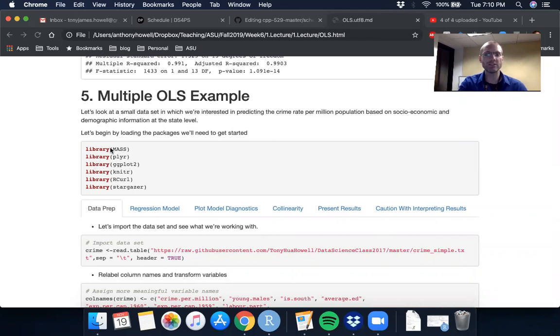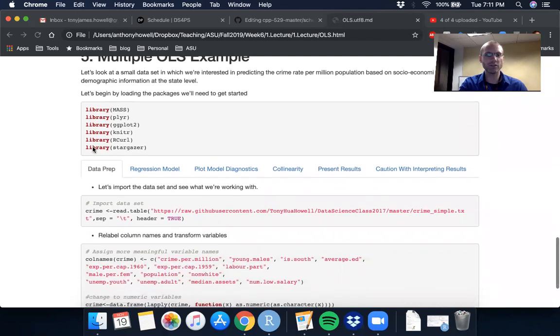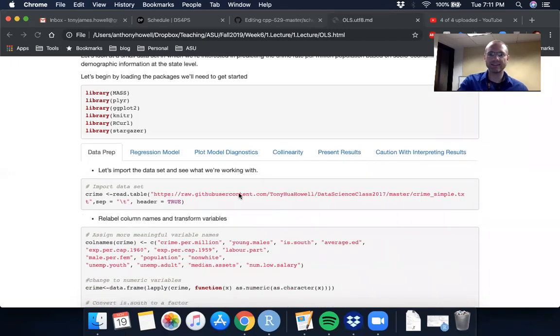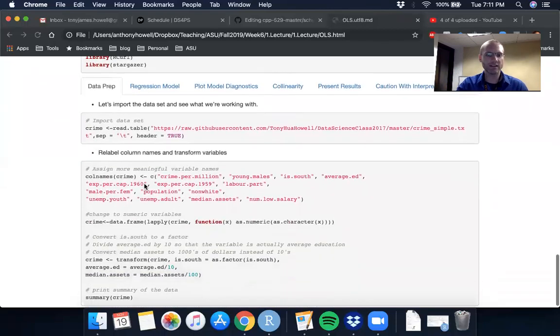So we will have a bunch of libraries here that we're going to upload as our first step, and have a crime data set on my GitHub. So we will read this in as crime data. We'll rename the column names. So we have crime per million, and I think this is going to be at the city level. So the crimes per million across different cities in the U.S. Young males, the share of young males in the city, whether or not the city is located in the South or not, average education, male to female ratio, total population, non-white population, unemployment of youth, unemployment of adult, median assets, and number of low salary workers.